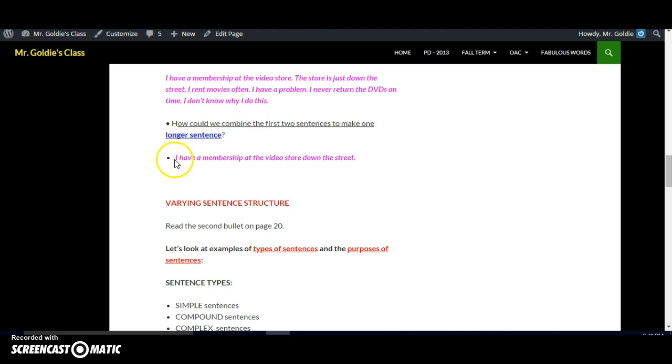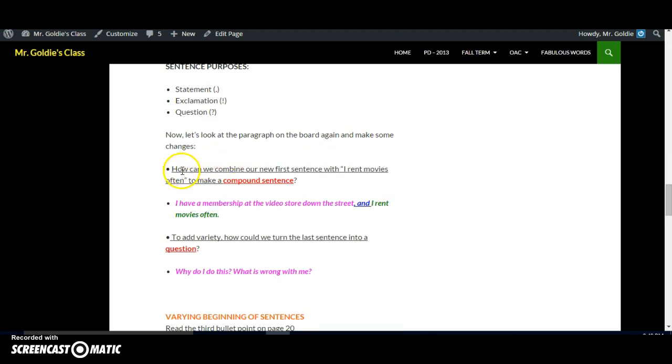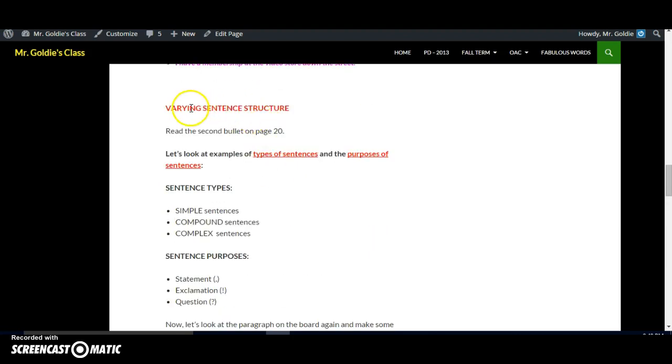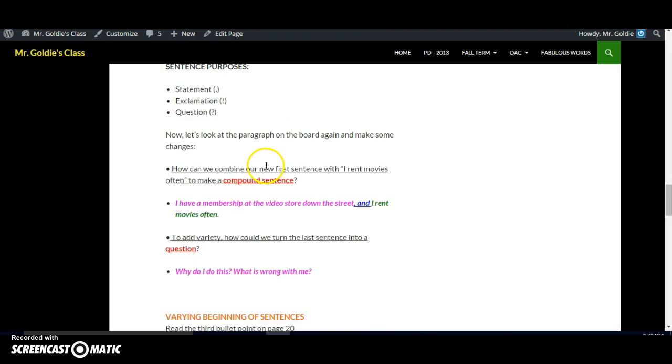We changed the first part to, I have a membership at the video store down the street. Next, let's try to use different kinds of sentences. How can we combine our new first sentence with I rent movies often to make a compound sentence? So, remember, varying sentence structure is one of the strategies to make your writing more fluent. Here we go. I have a membership at the video store down the street, comma, and I rent movies often. So adding a comma, then a connection word like and, creates what's called a compound sentence.